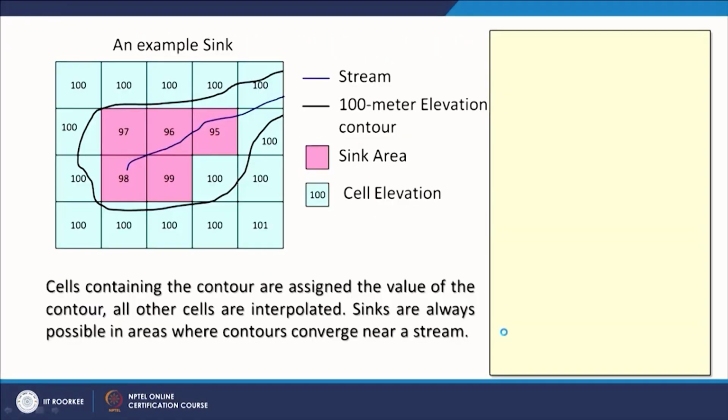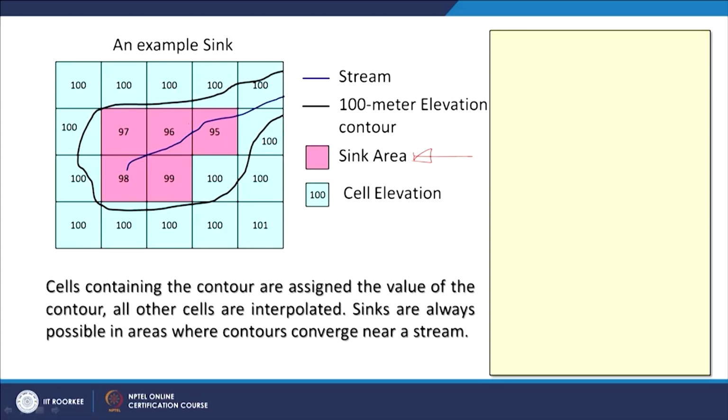Now, here is the example. There may be a single cell representing a sink, or a depression having multiple cells. In this example, there are 5 cells which are depressions. So, all surrounding cells here have higher values than these pink colored cells. So, we identify them as a sink, and the rest, as you can see, the contour lines are also shown here.